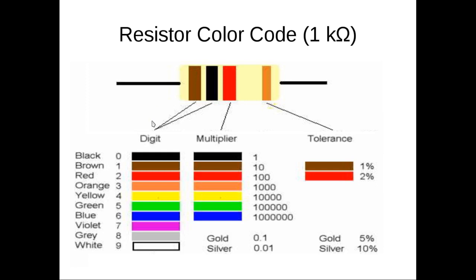Brown represents a 1 and black represents a 0. So here we have 1, 0. And then we have the color red on the third band, which is called the multiplier. And that red means 2, or 2 more zeros.